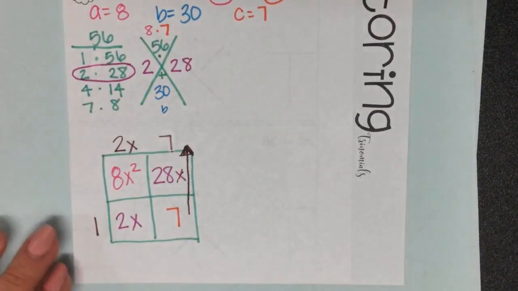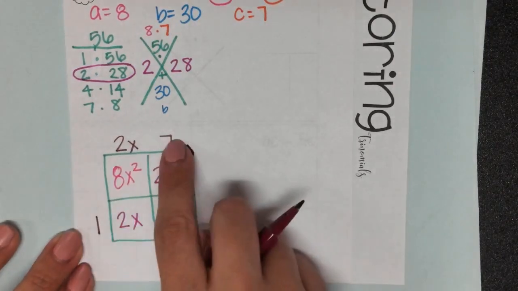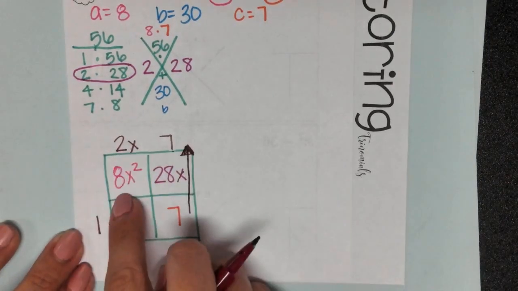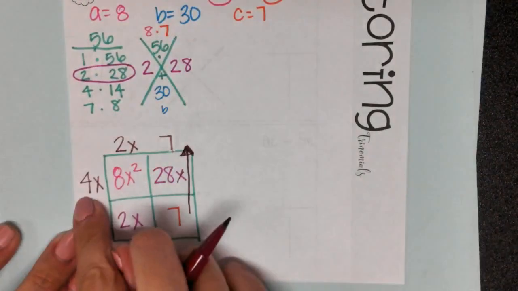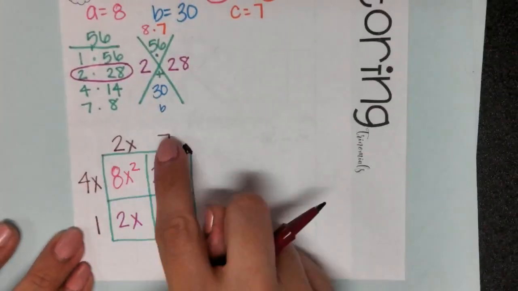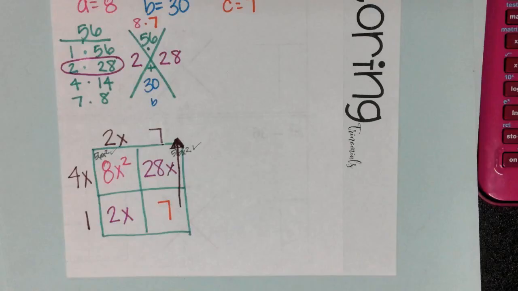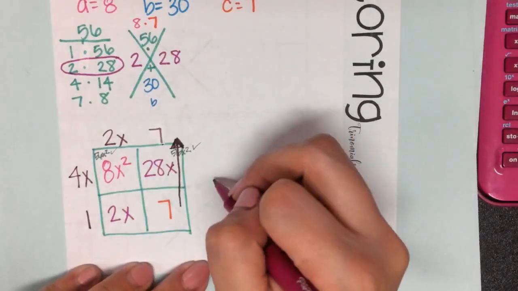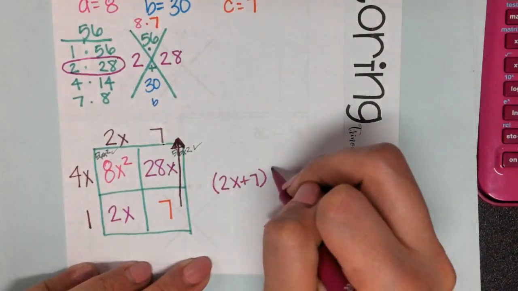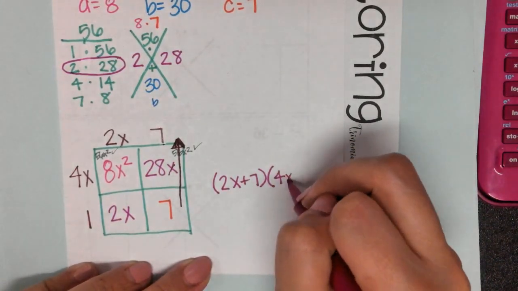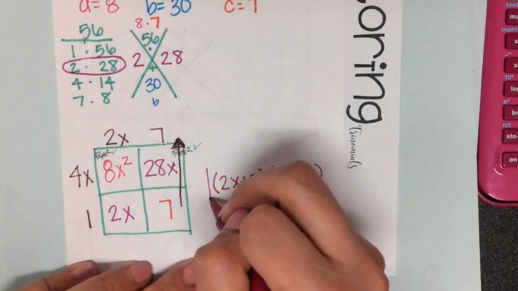And lastly, what times either 7 or what times 2x gives you 8x squared? I know 4x. 4x times 2x is 8x squared. 4x times 7 is 28x. So my final answer is just writing the factors out. 2x plus 7 times 4x plus 1. And there's your answer.